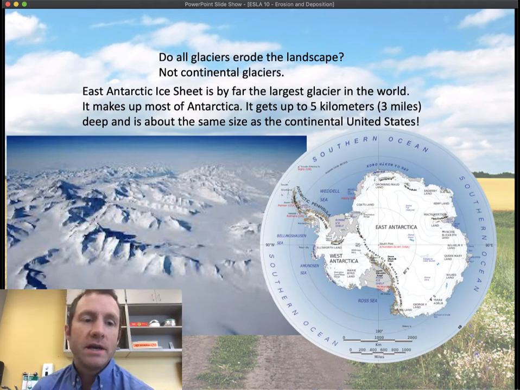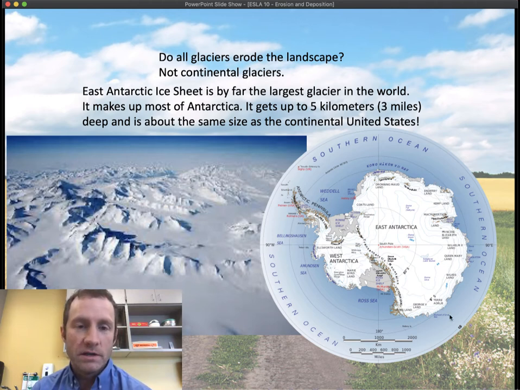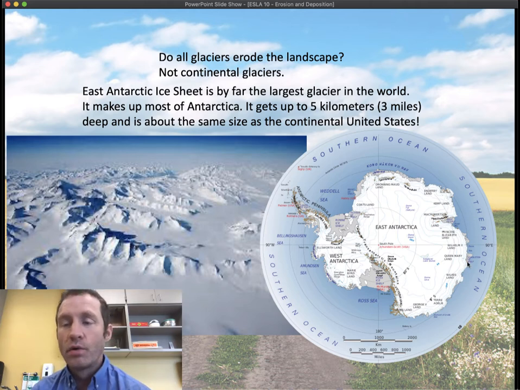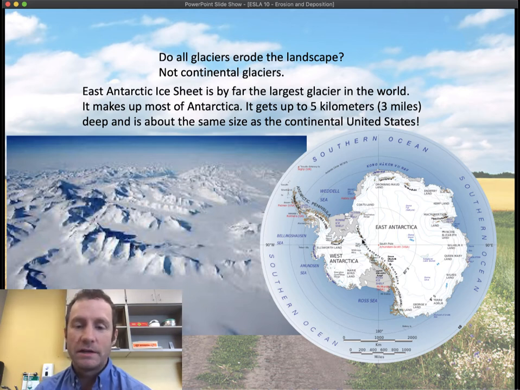It's called the East Antarctic Ice Sheet, which is by far the largest glacier in the world. It makes up most of Antarctica, and it gets up to 3 miles deep. And it's about the same size as the continental United States. So imagine from Oregon to New York City, buried in ice 3 miles deep. That's what you have down in Antarctica. And you can imagine how much water is locked up in that East Antarctic Ice Sheet, which is down below here. Pretty incredible, right?